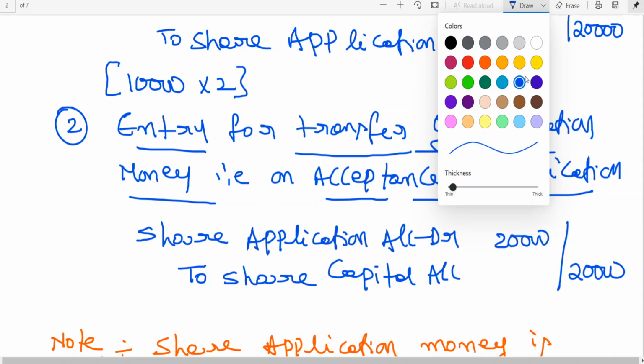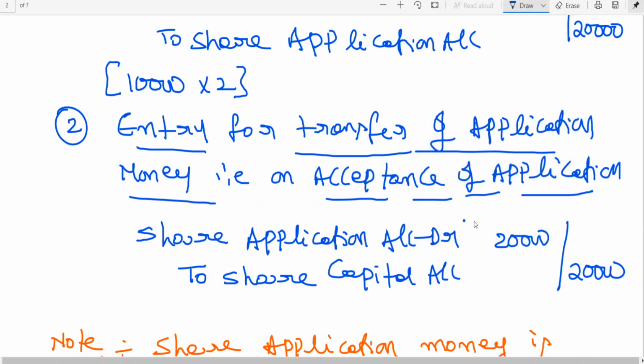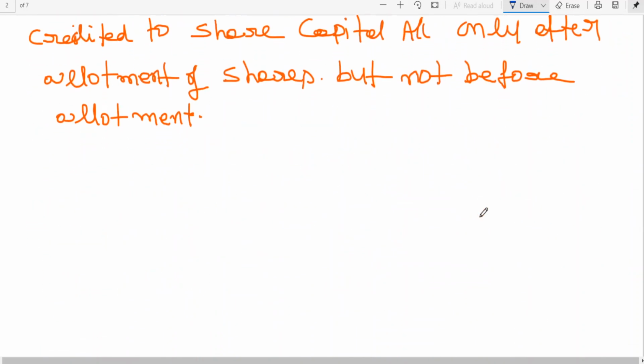Okay. Next, let us see the third one. Allotment money due. Entry for allotment money due. See, when you are inviting the public to apply for shares, the company won't have an idea how many applications the company is receiving. But after allotment of shares, you know the amount that is to be collected after allotment of shares.